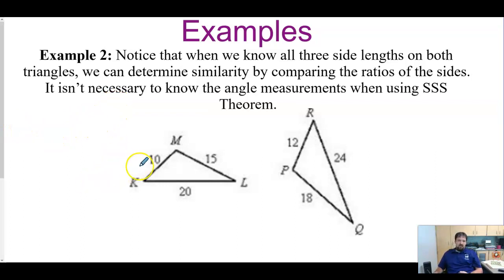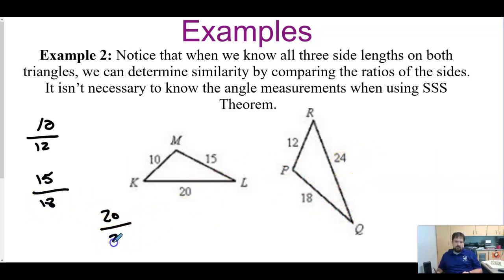Alright, let's look at corresponding sides. The smallest side on this triangle is 10, and the smallest side on this triangle is 12. So we do 10 over 12 for our first ratio. The second smallest on this triangle is 15, and on this one is 18, so those two are corresponding. And the largest on this one is 20, and the largest on this one is 24.